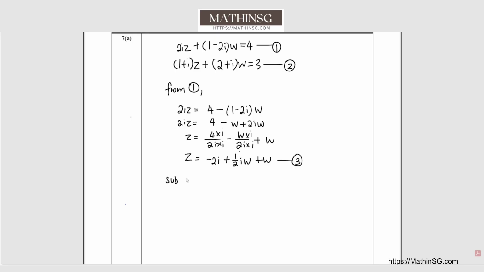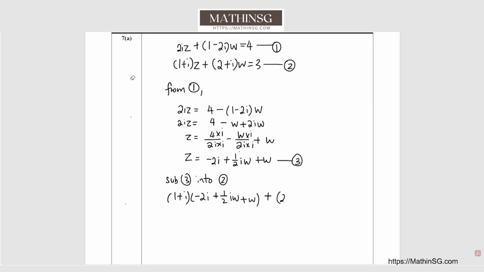Next, I'll sub 3 into 2. So let's do it. I have 1 plus i, then I have z, which is this, negative 2i plus half iw plus w, then plus 2i times w. So maybe I'll expand it because anyway I need to expand it later. So I'll just expand it now. So it'll be 2w plus iw equals to 3.